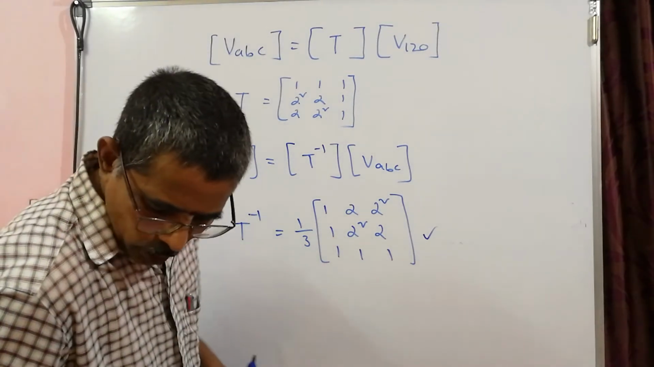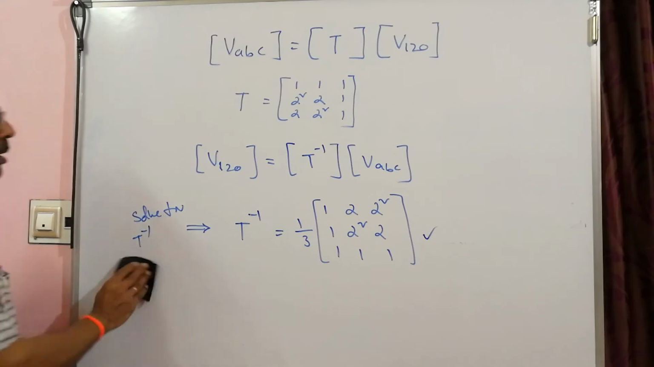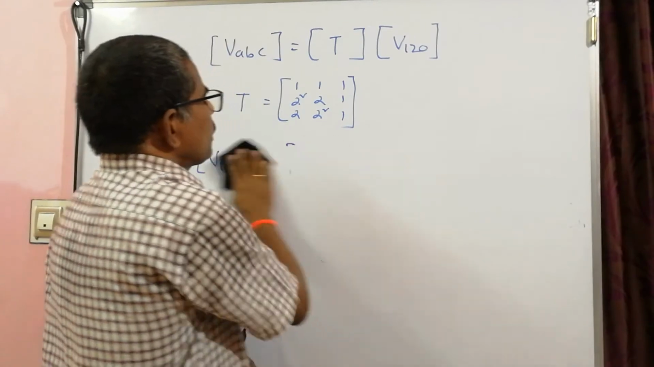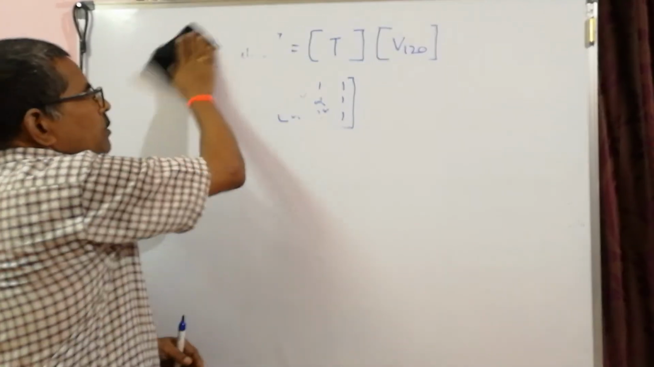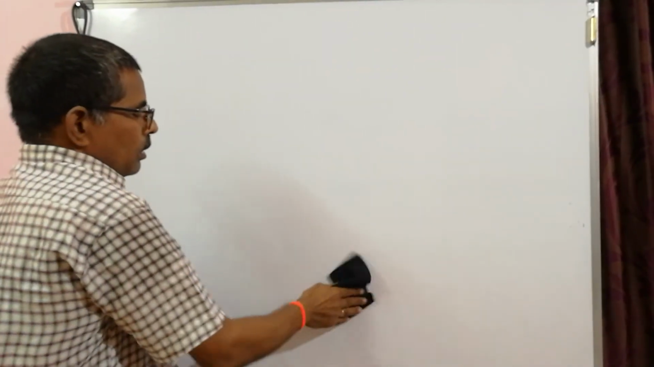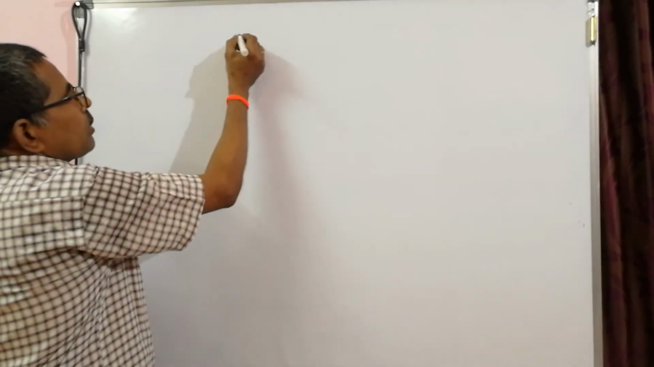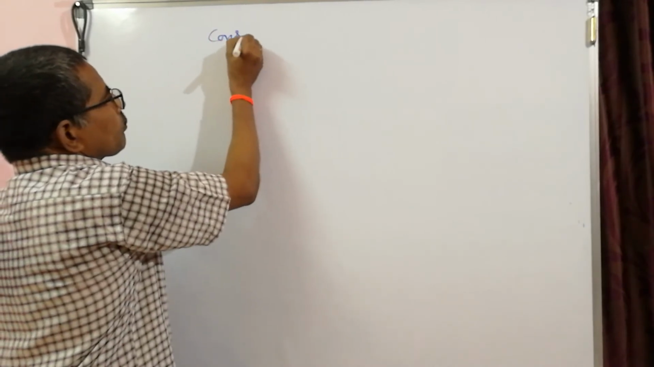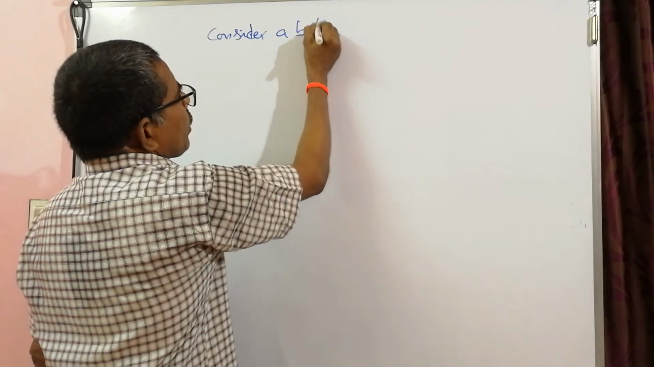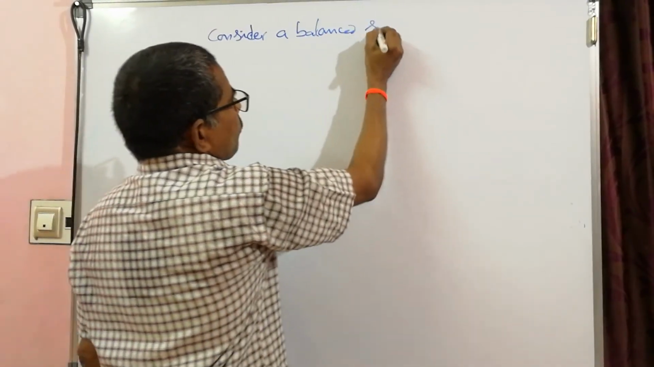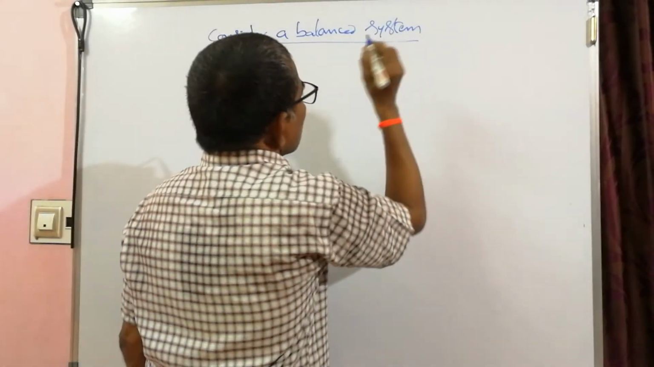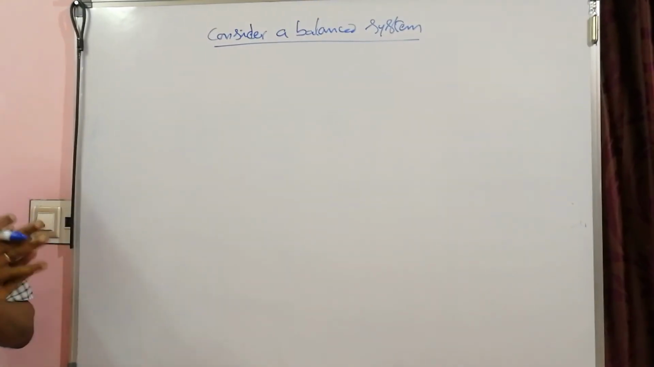Now, one small important derivation I would like to give you here, and later we put an end to this class. Now, consider a balanced system. A balanced system of voltages or currents, whatever it is.